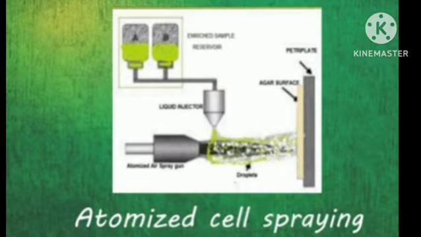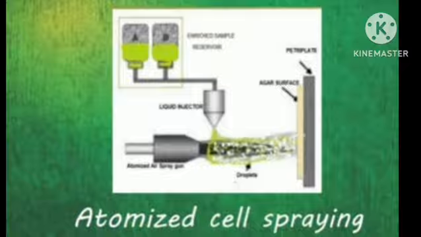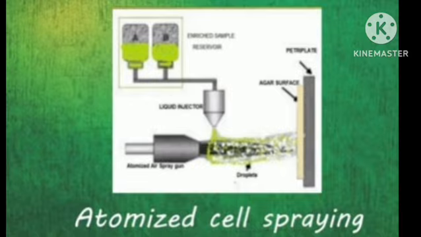And the next slide is on atomized cell spraying. This is another modern method for isolation of algae. This technique is used to spread algal cells evenly on agar plates to get isolated colonies. How does it work? Enriched sample reservoir: the culture sample with algae is kept in container A and B. Second, liquid injector plus atomized air spray gun. The sample is passed through a liquid injector. The spray gun breaks the liquid into very fine droplets using compressed air. This is called atomization, like a perfume spray.